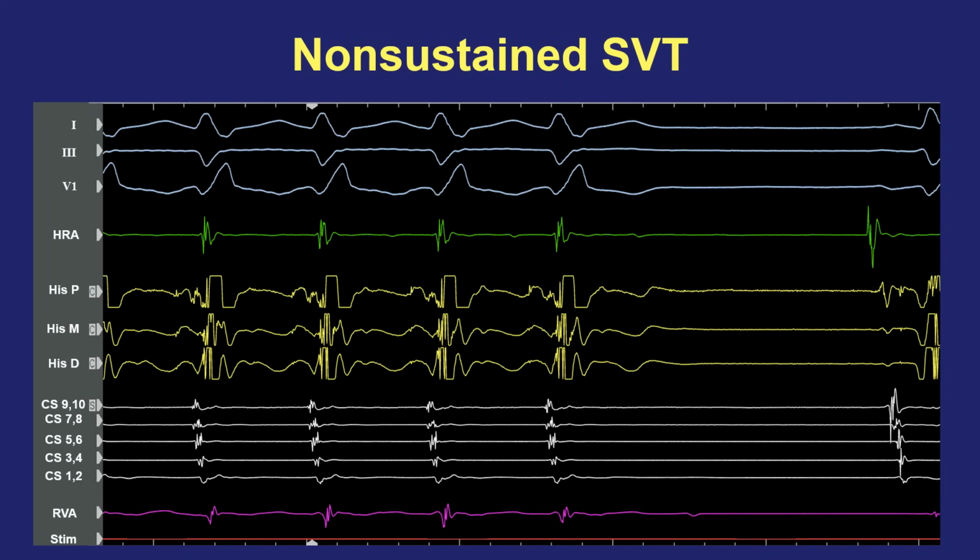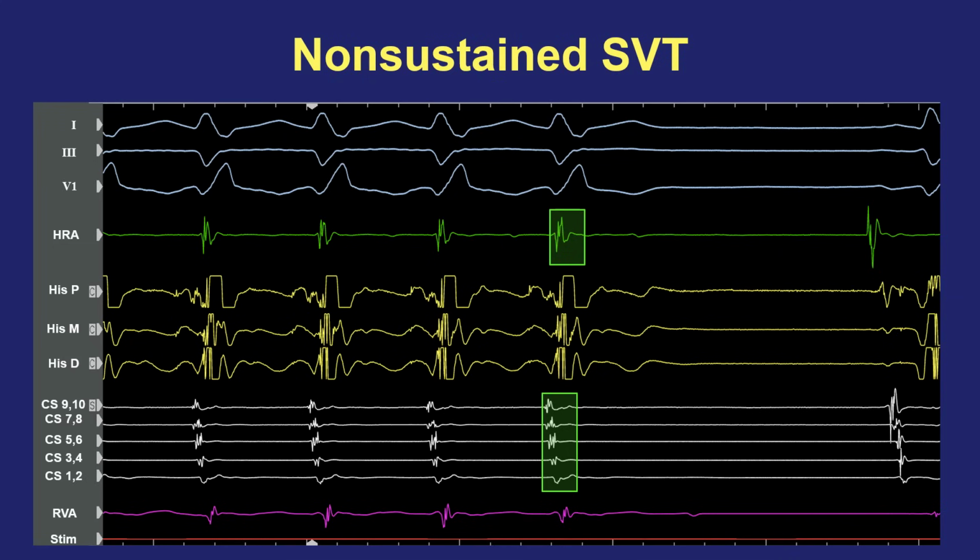And here's another example of a spontaneous termination of SVT. You have a 1-to-1 AV relationship. And the question here again is, did this end with an A or a V? Because if it ended with an A, that would be helpful. Here's the last atrial event. And your first instinct might be, oh, this ends with a V, right? Because the QRS here is after the atrial event.